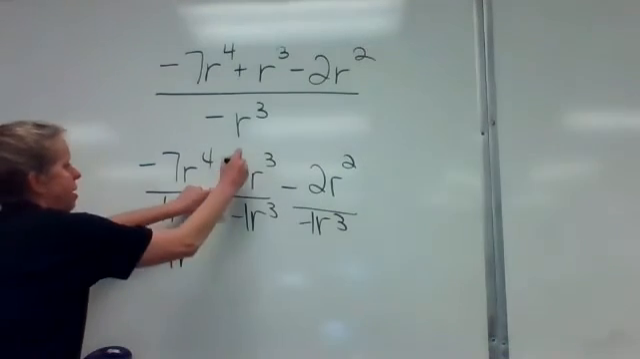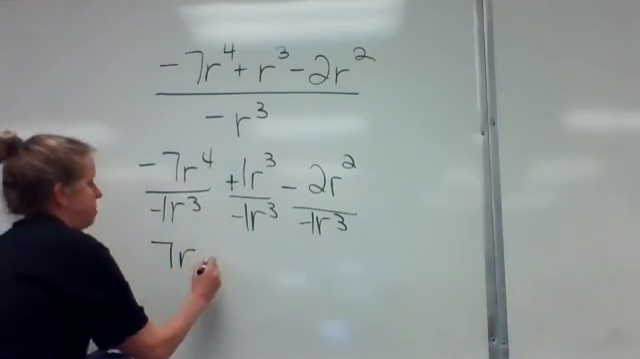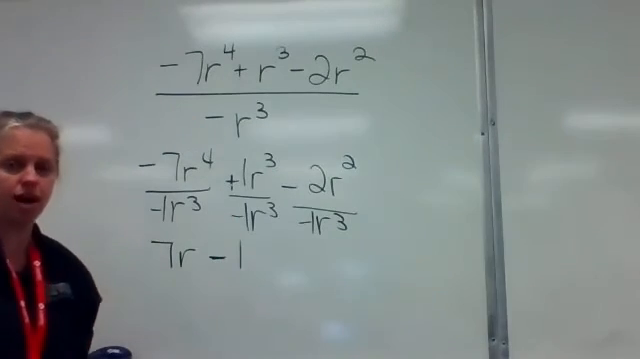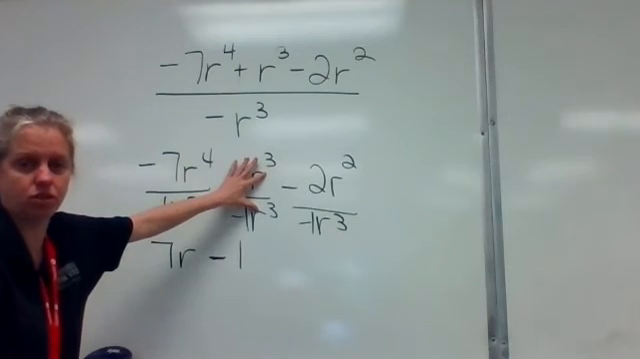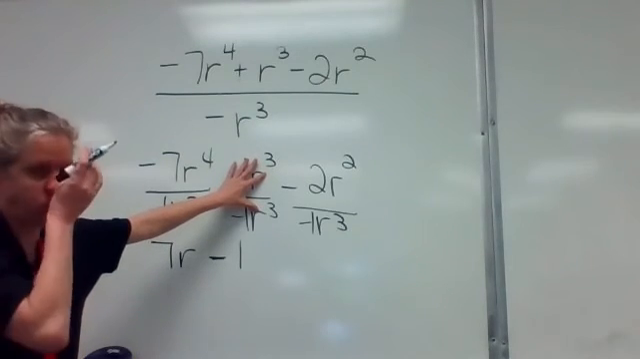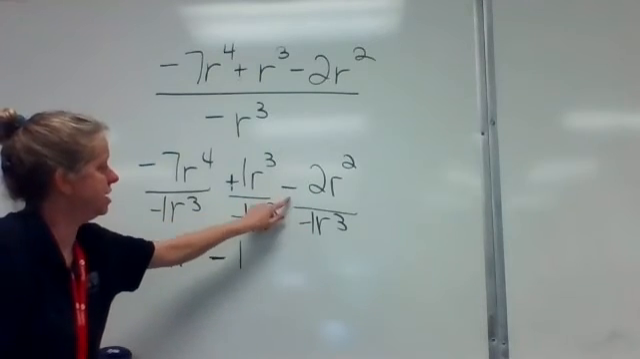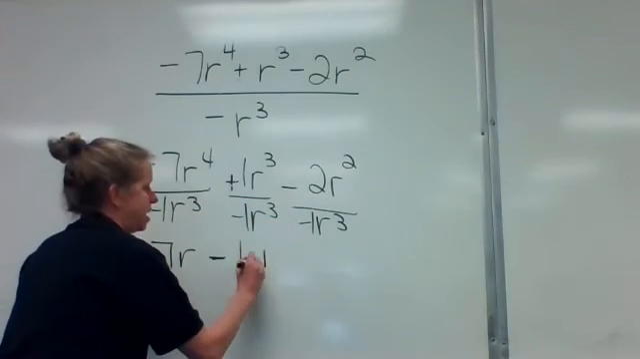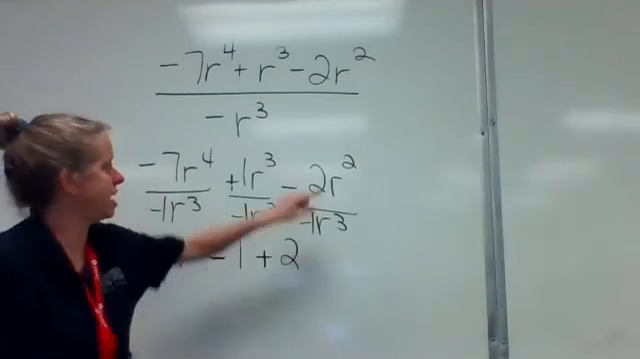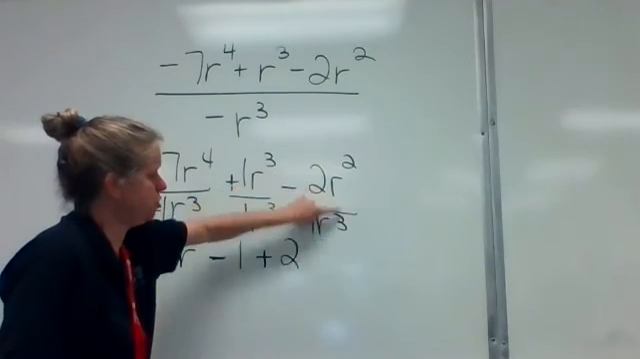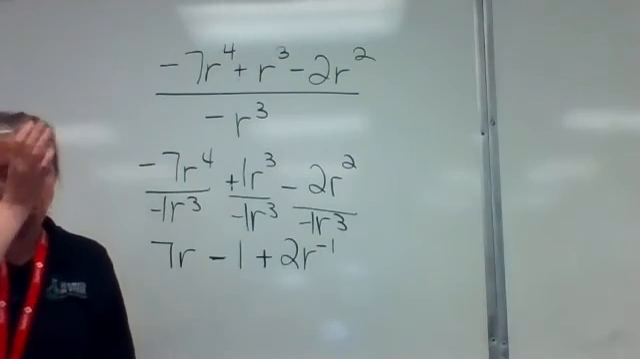My second fraction, I've got a positive 1 divided by a negative 1. Well, positive 1 divided by negative 1 is negative 1. And those r's cancel. And the last one, negative 2 divided by negative 1. So negative divided by negative gives me positive 2. When I subtract these exponents, I have 2 minus 3, which gives me r to the negative 1 there.